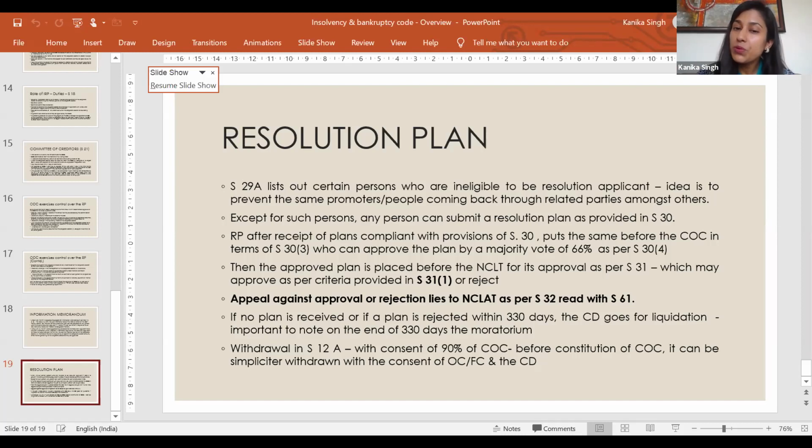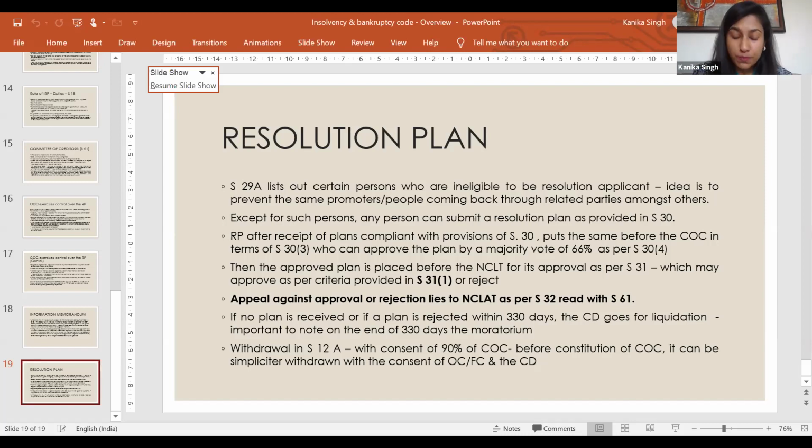Now, section 29A provides certain people who cannot submit a resolution plan. Basically, the idea is that the same people who were the promoters or directors or related parties should not be applying again and coming back through a dummy into the system. So section 29A has a very exhaustive list of all the people who cannot apply as a resolution applicant with a plan, so that there is no hostile takeover in that sense of the company. Except these people as specified in 29A, anybody can submit a resolution plan in terms of section 30. It has to meet certain requirements of section 30 that are provided.